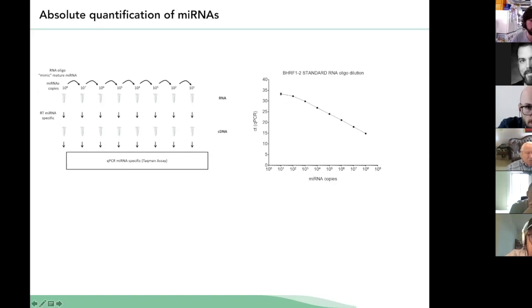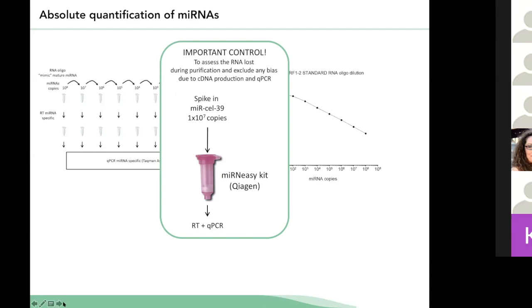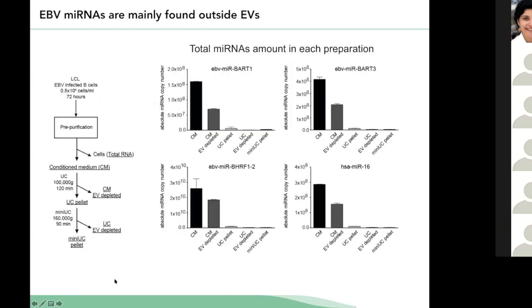Okay, so knowing this, the important thing that I have to mention is that you need to spike in. In this case, it is a quite common technique: the C. elegans microRNA 39 with a known amount of copies, so that you can see how much you're actually losing during your RNA extraction, RT and qPCR. To be sure that what you see, you can always compare to the original input from the very beginning. So that's an important control to keep in mind, and we always include it in each and every preparation. Okay, so where are the microRNAs?